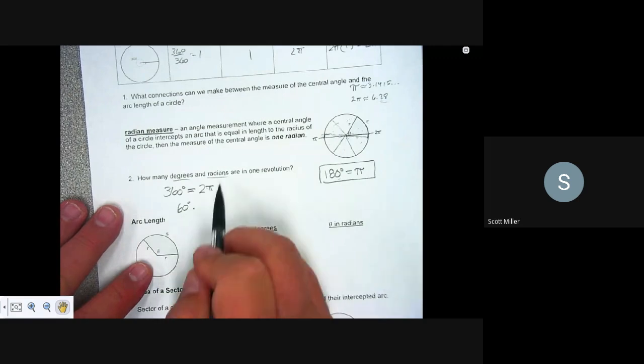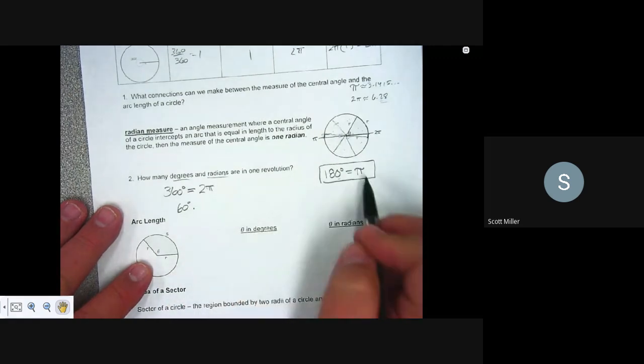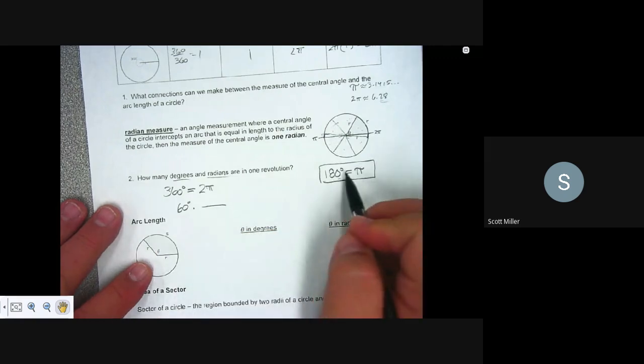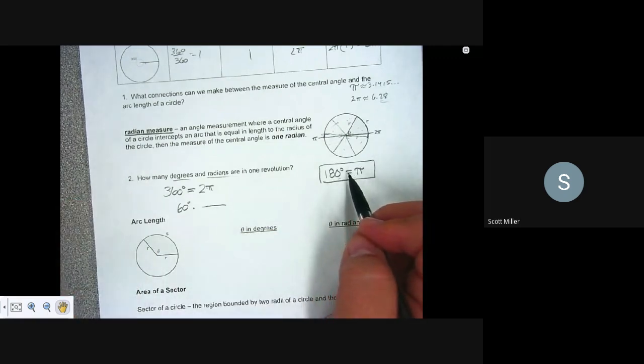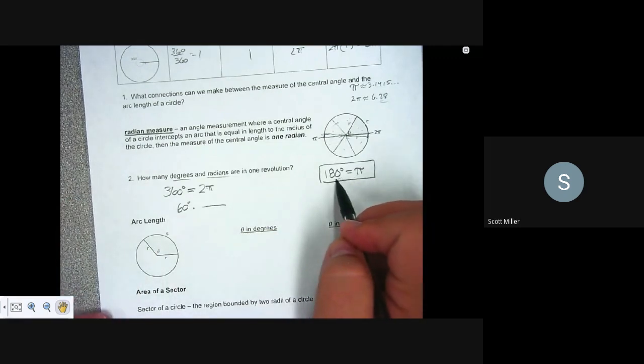For example, I'll just pick one of the ones that we had. Let's do 60 degrees. I want to convert 60 degrees to a radian measure, and so I'm going to use this conversion. A conversion is basically like saying there's 12 inches in a foot, 3 feet in a yard, and there's 180 degrees in pi.